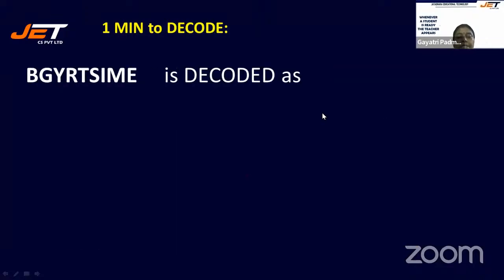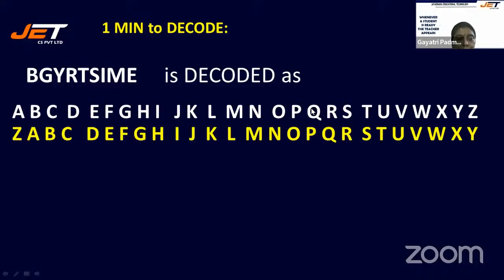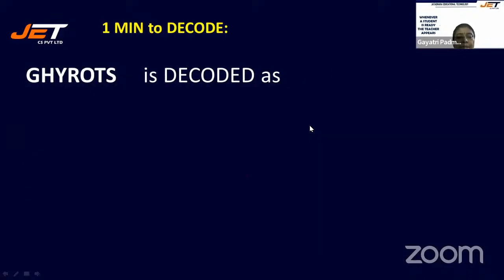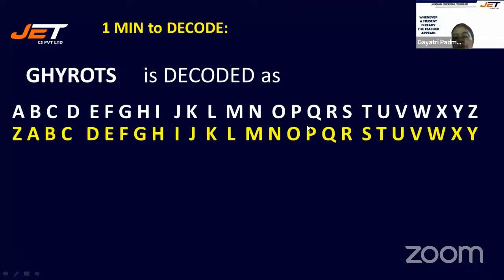Now we have BGYRTSIME. How is this decoded? For B, it is A. For G, it is F. Wait, decoding goes forward: B is C, G is H. And writing the reverse order, CH, then EMISTRY. Chemistry.